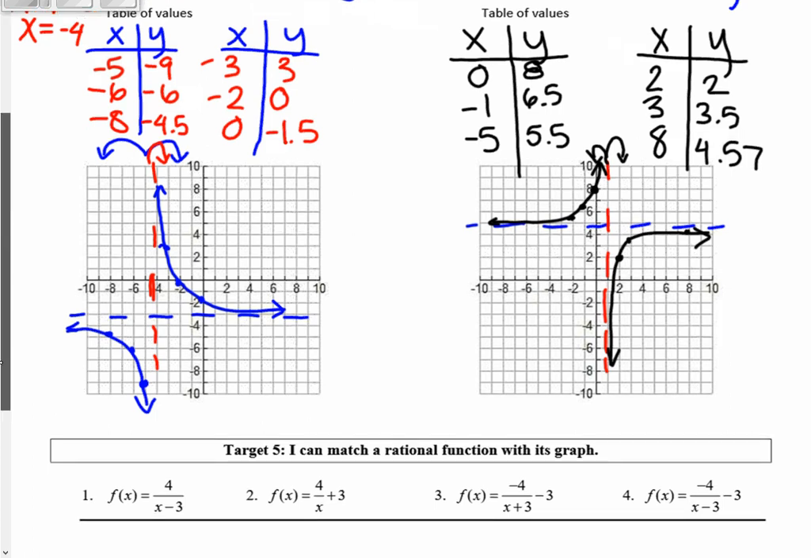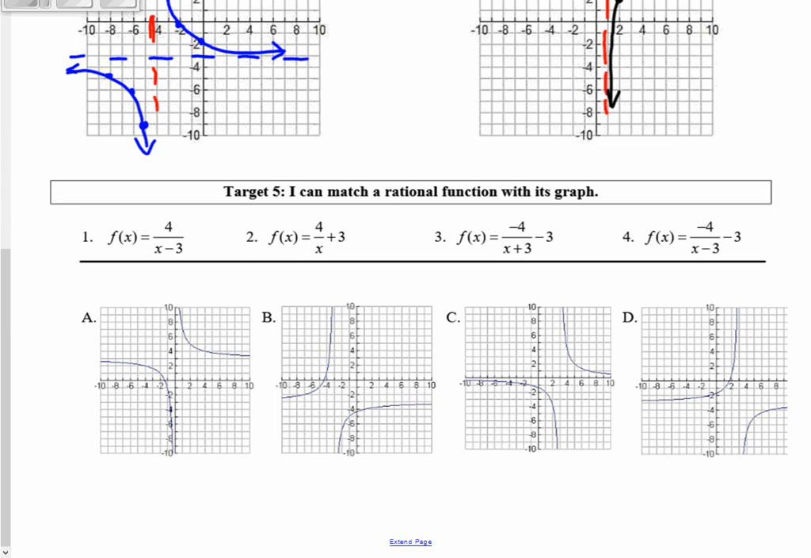The last target that will be on your quiz is target number 5. So target number 5, we're trying to match the rational equation to the graph. I would always recommend finding your asymptotes first. So I'm going to go through and find my horizontal and my vertical asymptote. My vertical asymptote here, setting the denominator equal to 0, is 3. My horizontal asymptote, since I'm not adding anything to the outside, would be 0. In the second one, my vertical asymptote would be 0, setting x equal to 0. My horizontal asymptote is going to be y equals a positive 3.